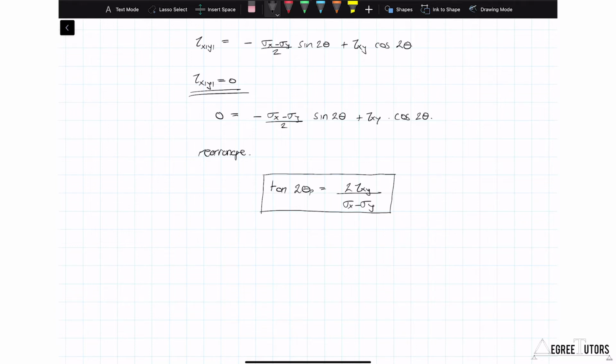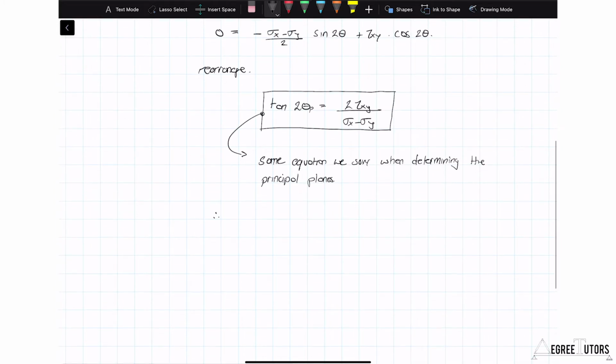On those principal planes, the planes at which we experience the maximum and minimum normal stress, the shear stress is going to be 0. So it's a nice little result to stick in our pocket. So we'll just say here, just to get a little bit of text down, this is the same equation we saw when determining the principal planes. And so the conclusion for us is that the shear stress is 0 on principal planes.